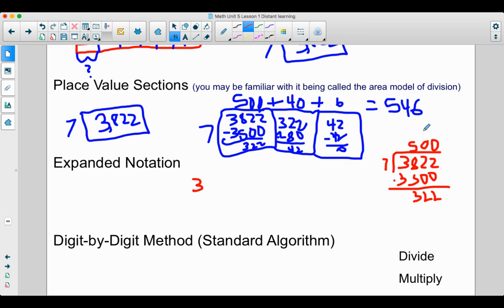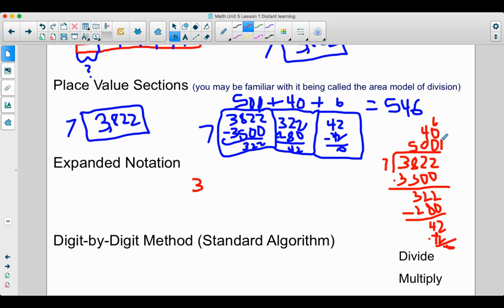Again, I can't make groups of hundreds, but I can make groups of 10. I can make 4 groups of 10, which is 40. 40 groups of 7 are 280. When I subtract, I have 42 left. 42 can be broken into 6 groups of 7, which is 42 with 0 remaining.